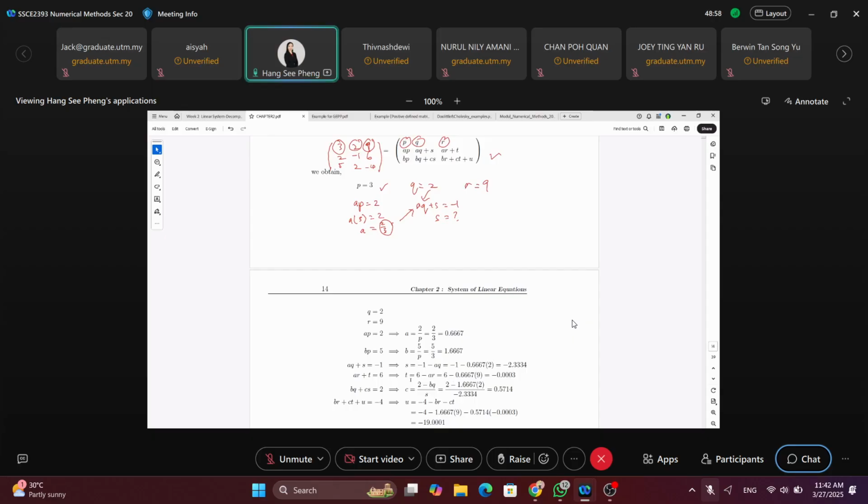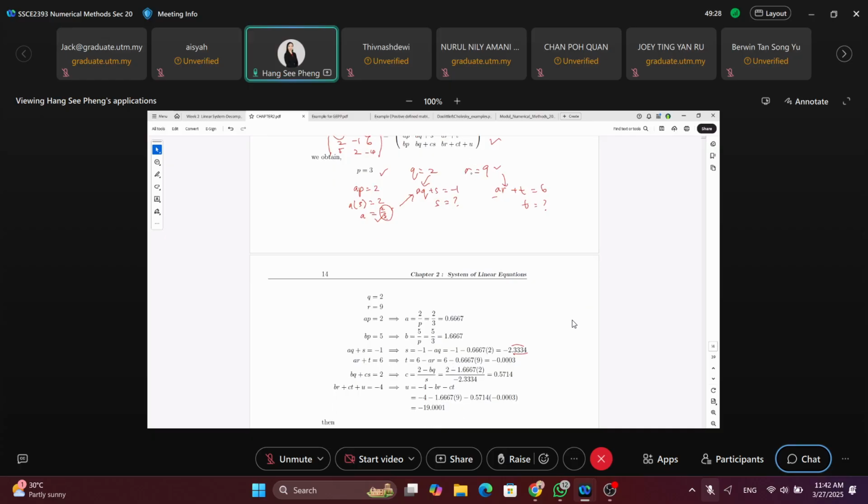Okay, so as here we got these values. You can use the decimals or you can use the fractions. Okay, that is fine. So you can proceed: AR plus T equals 6. You know the A here and you know the R. R is 9, A is 2 over 3, so we solve for the T. T here according to the solutions is minus 0.0000003. Yeah, solve it one by one.